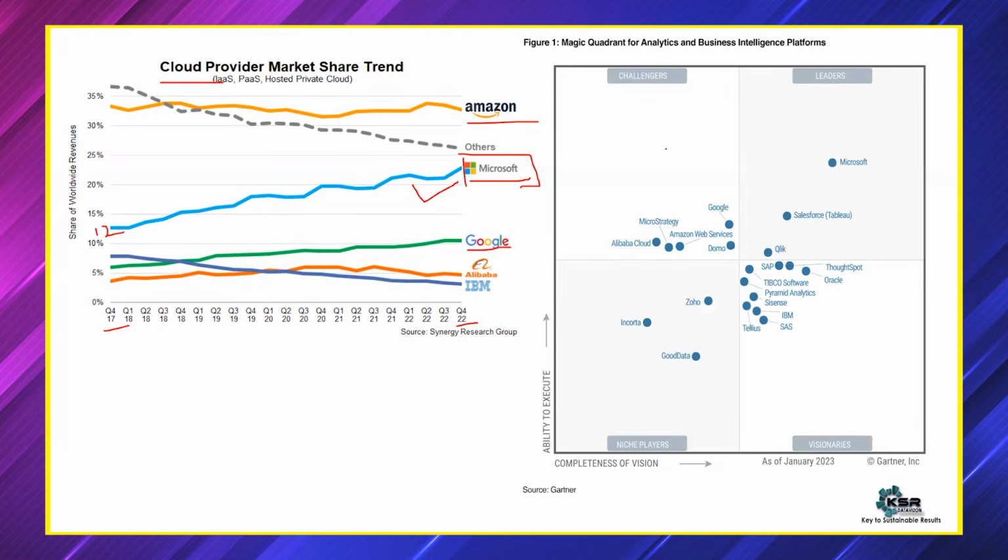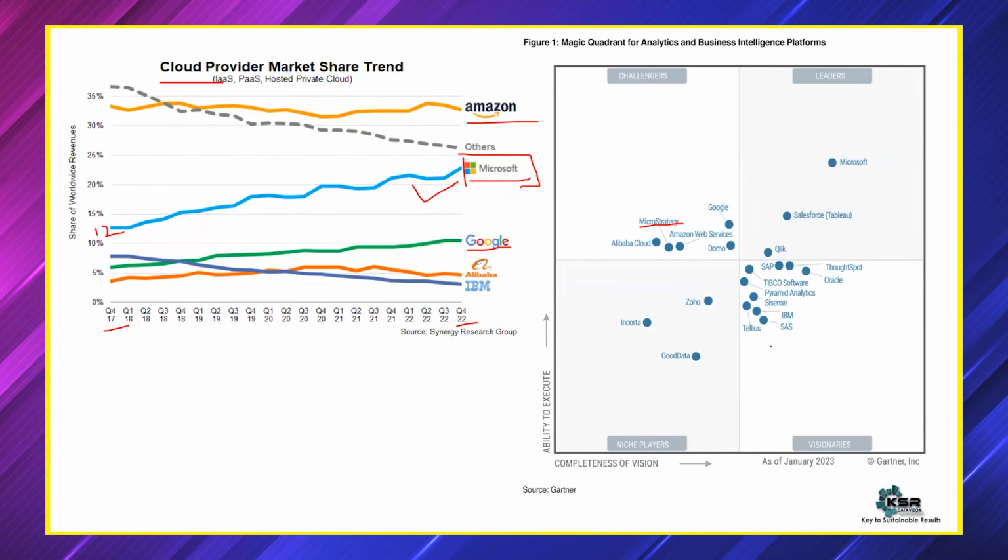Why only Power BI? Nowadays, there are multiple tools. You might have also come across Tableau. You might have also come across QlikView and Qlik Sense. You might have also come across MicroStrategy. There are multiple data analyst tools available. Why only Power BI?